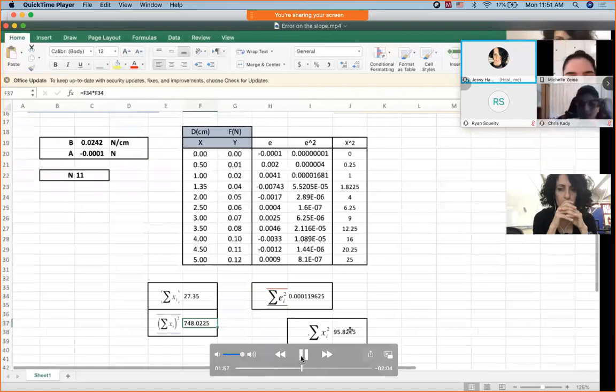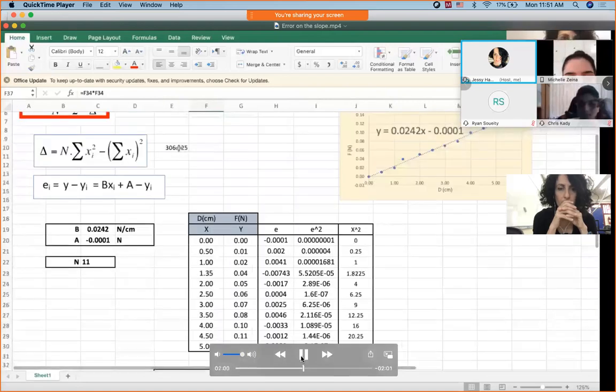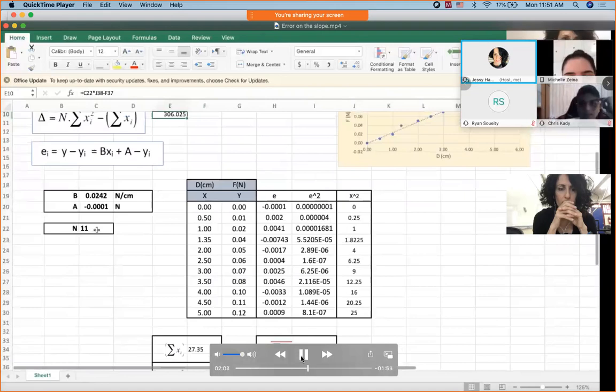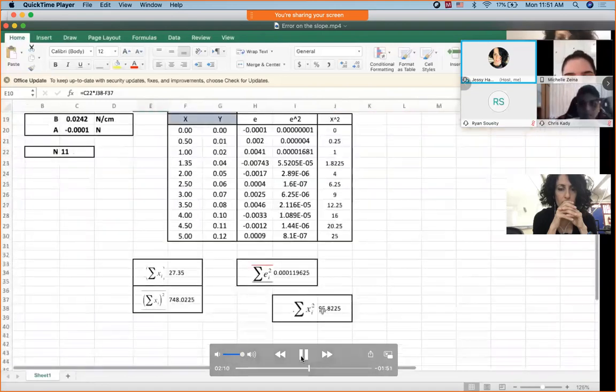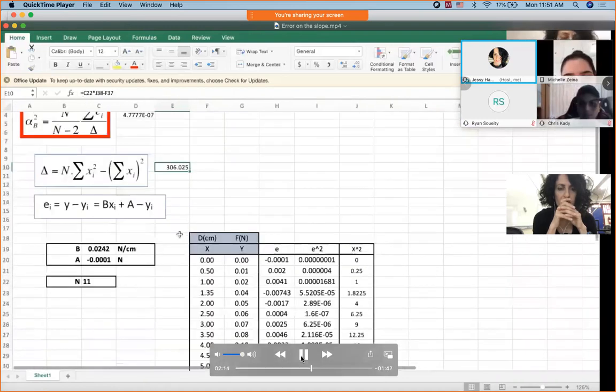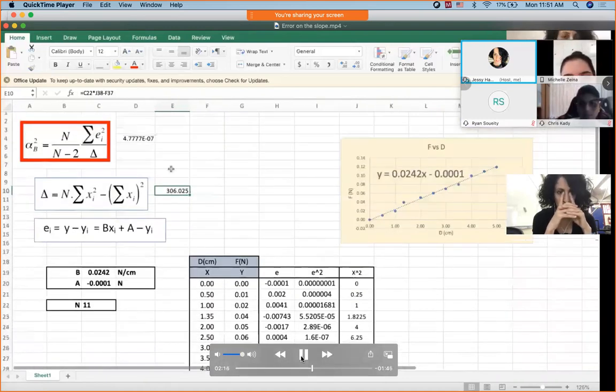To find delta, if I click on this one, you see the formula. It's C22 times J38 minus F37, which means it's N times this guy minus this guy. And it gave me this value. I'm done with delta. Now I need to find E.